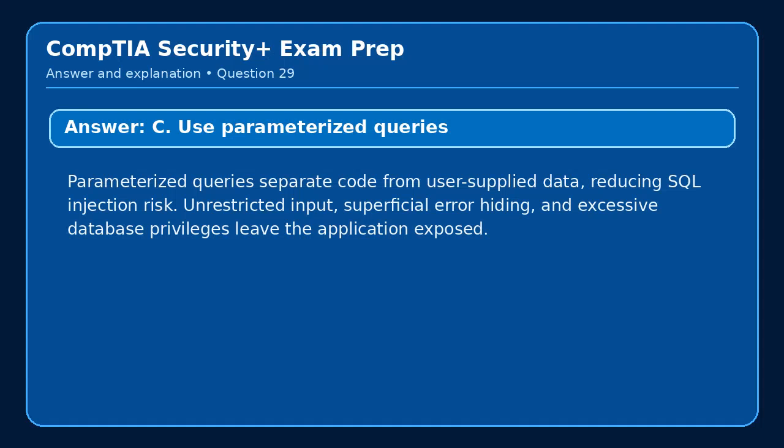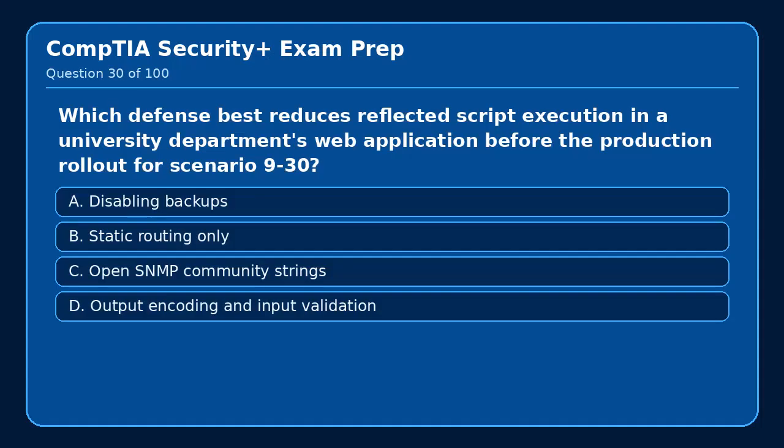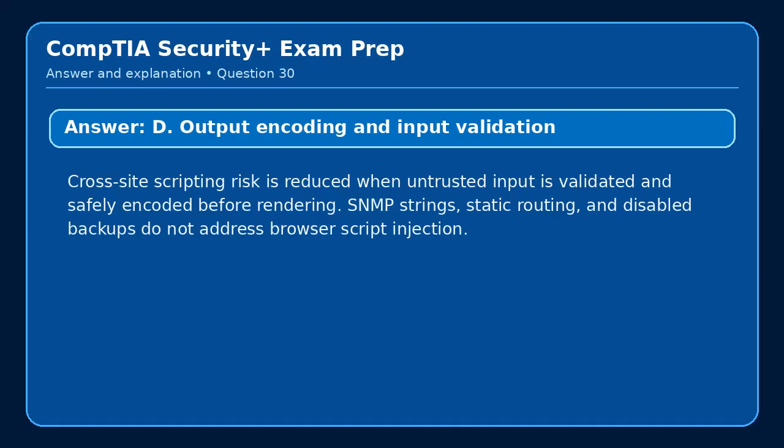Question 31. How should a financial services team protect a state-changing web request from forged browser submissions during a service reliability review for scenario 9-31? A. Require users to clear browser history daily. B. Increase the DNS TTL. C. Move the server to a larger subnet. D. Use anti-CSRF tokens tied to the user session. Take a moment to choose your answer. The answer is D. Use anti-CSRF tokens tied to the user session.